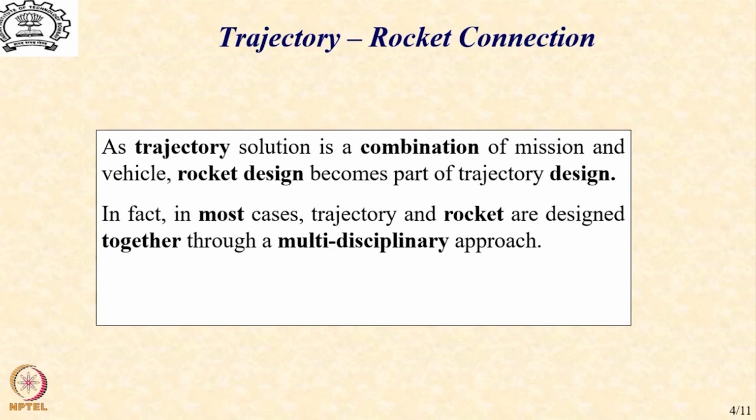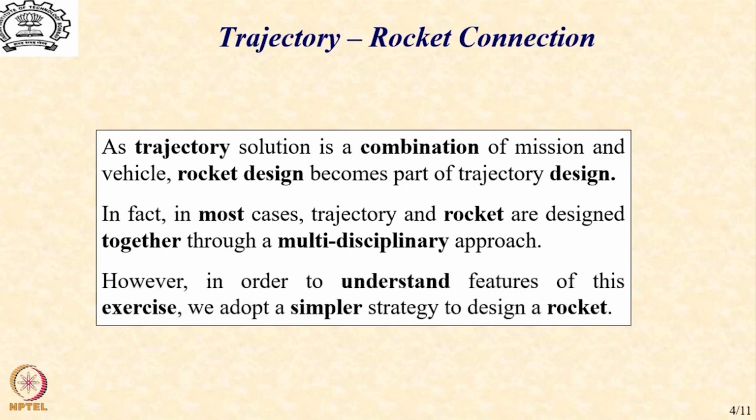In fact, we will realize, and you will, when you read additional material on this subject, that typically rockets and the trajectory are designed together through a multidisciplinary design approach. However, in the present course, we will adopt a simpler strategy which will still help us to design an optimal rocket along with an optimal trajectory, but will be computationally not very intensive, so that we can do parametric studies and understand important features of such an exercise, which is commonly carried out in the context of most launch vehicles. So let us now turn ourselves to the basic issues involved with design of rocket configuration.